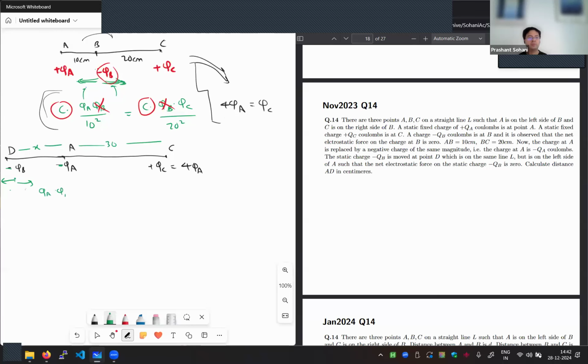So it will be QA into QB upon X square. This is the force by which A will repel, and that has to be equal to the attraction of C. So that will be QB into 4QA upon this whole (30 plus X) whole square. Now if you see here, everything on the numerator is going to get cancelled: the QB, QA, QB, QA. If you rearrange this, you are just going to get a quadratic: (30 plus X) square is equal to 4 times X square. If you solve this quadratic, you will get two roots, right?